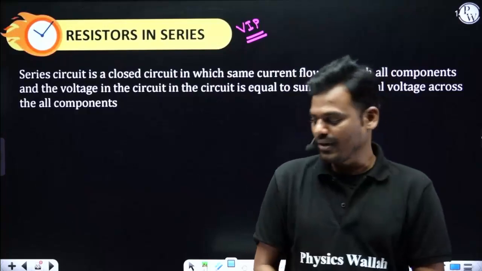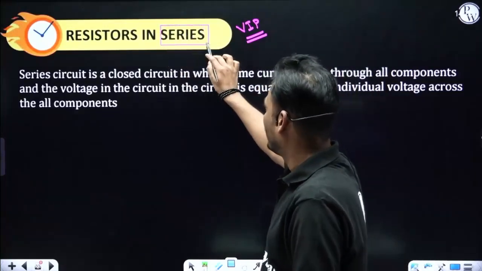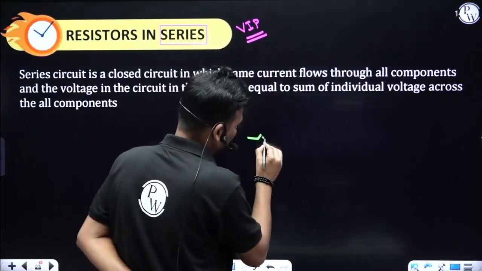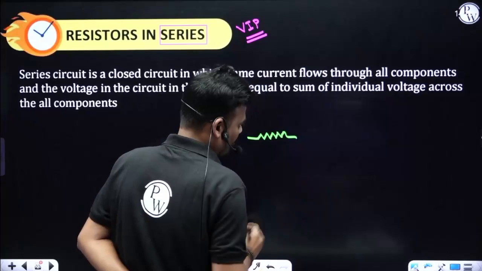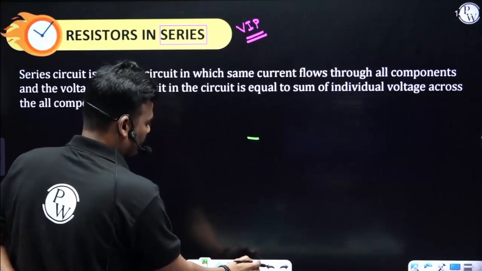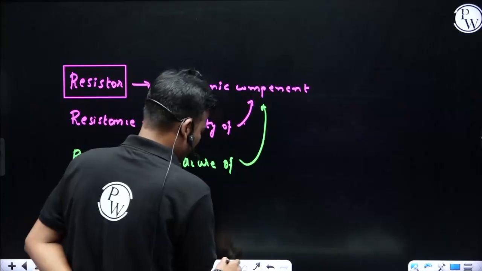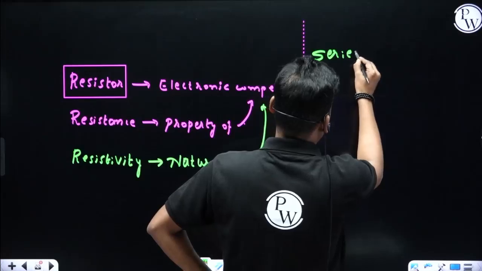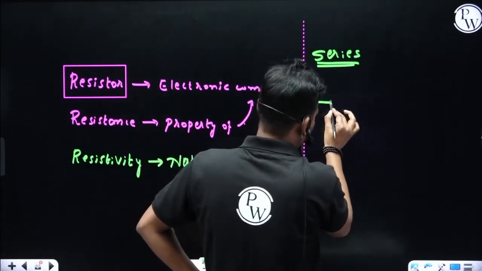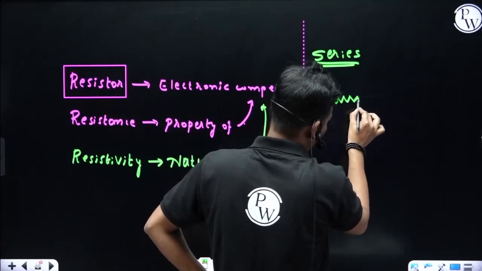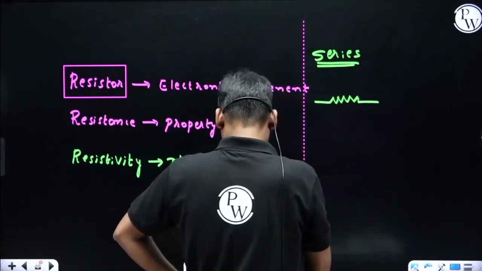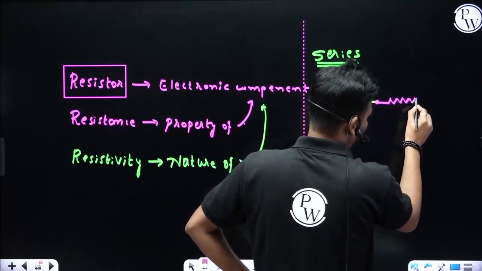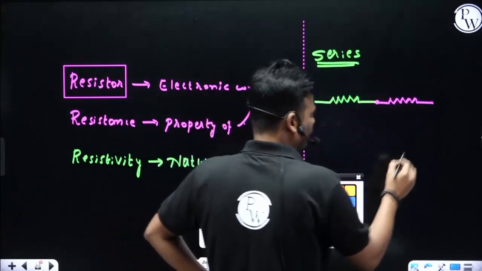Now next one, resistors in series. First you need to understand what is a series. Symbolically, a resistor is given like this. So first let's consider a series. What is this series combination? If there are a number of resistors, this is one resistor and one more resistor is connected immediately at the other end. And the next resistor here.